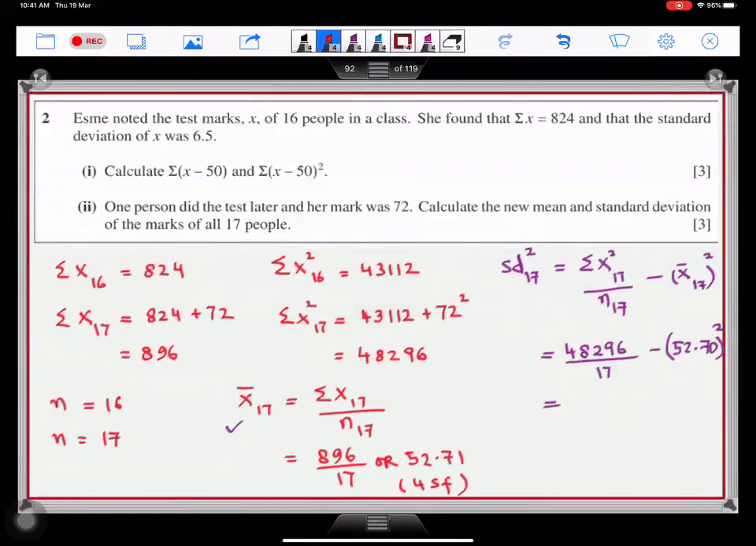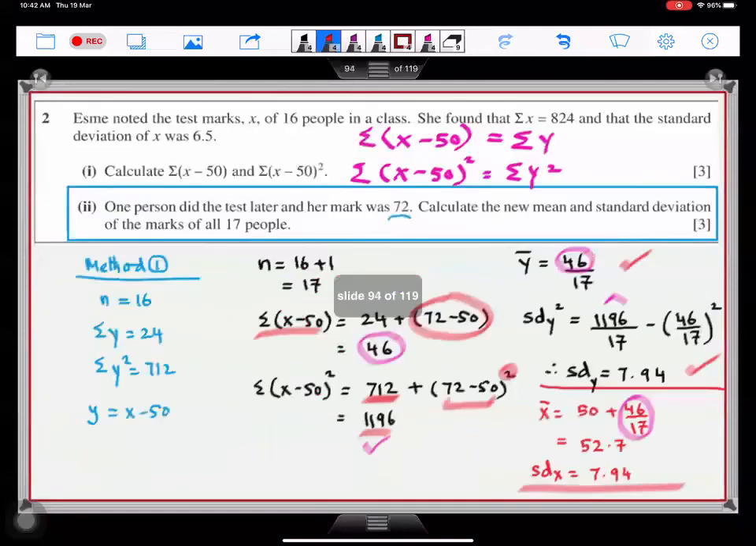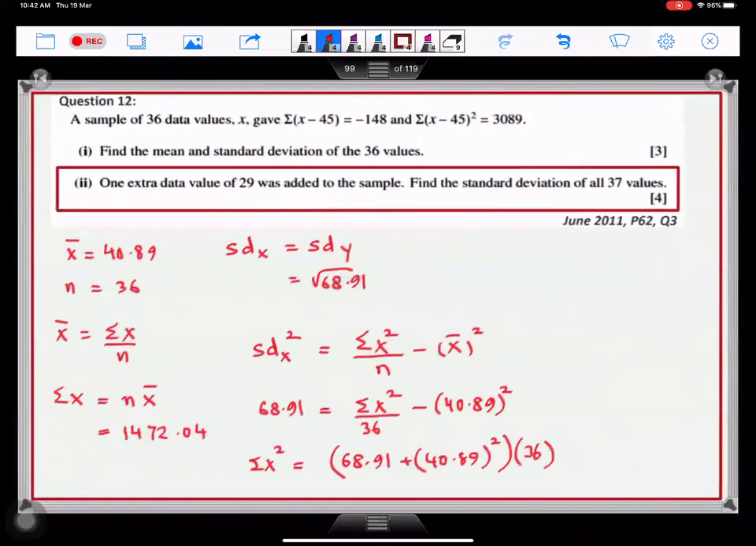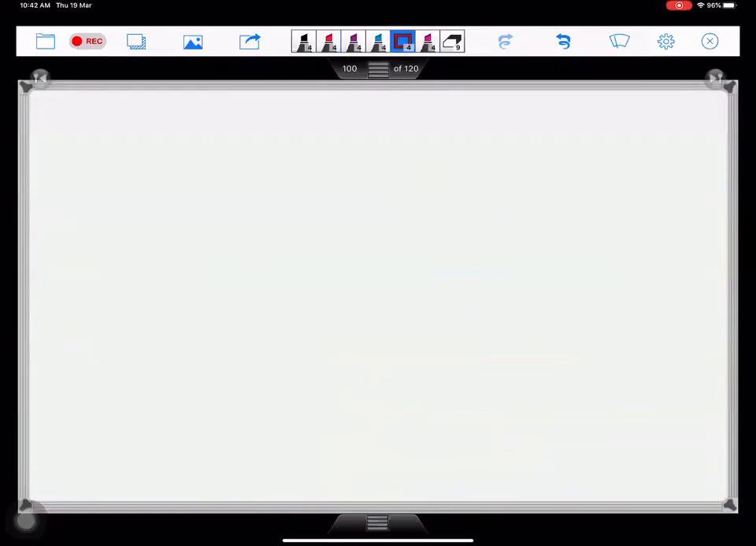For the new value, you add that particular score, which was 29. For sigma x square, you square 29 and then add it up. You already have the new mean. You can calculate the new mean, and then you can calculate the standard deviation. They're only asking for the standard deviation, but of course the mean is part of the game. You have to calculate the mean in order to calculate the standard deviation. So this one, done. I'll just write down these steps.